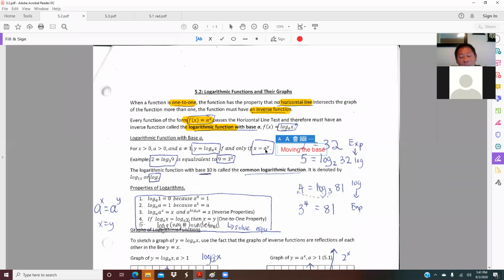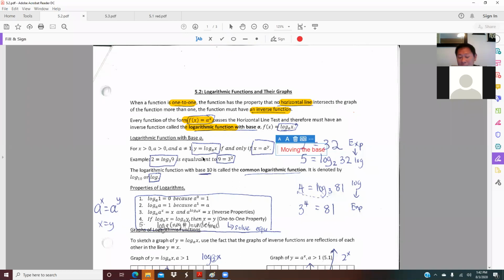Or I can move the base a down here, so you become log_a x, then the y goes down. For example, 2 = log_3 9. I can move this 3 over to the other side, so the log disappears. It becomes 9 equals 3 squared. This is what we call moving the base, and this is how we change from log to exponents or exponents to log.